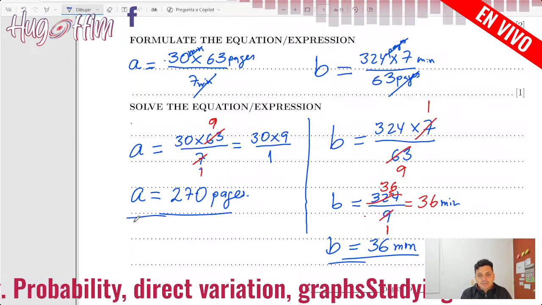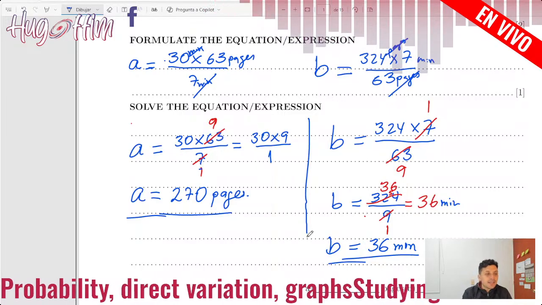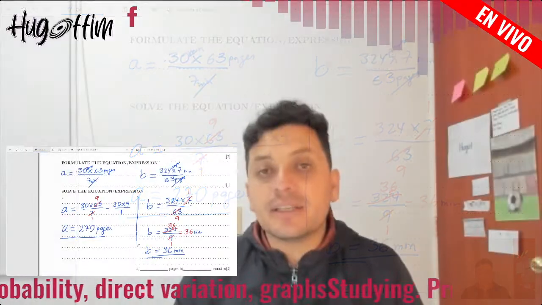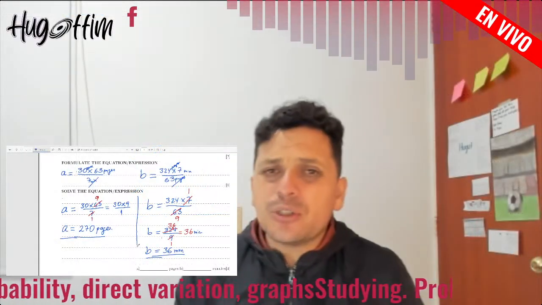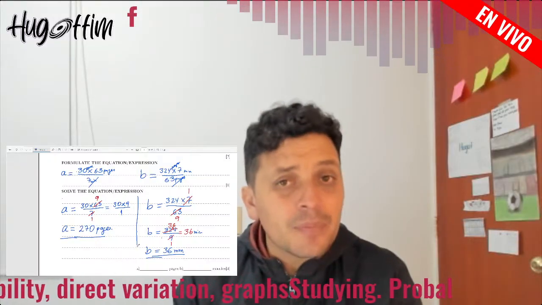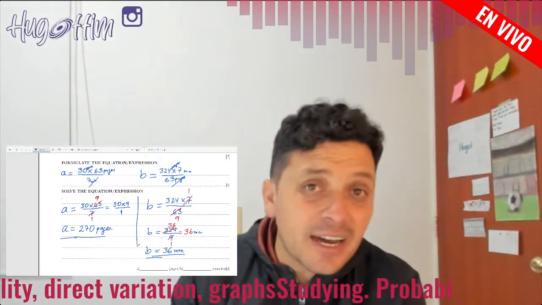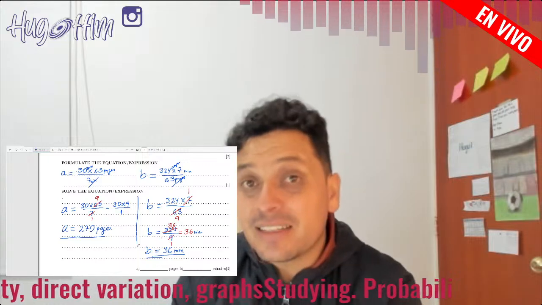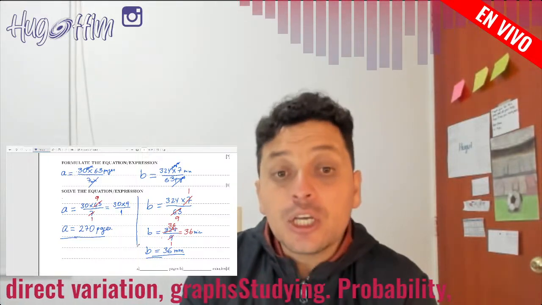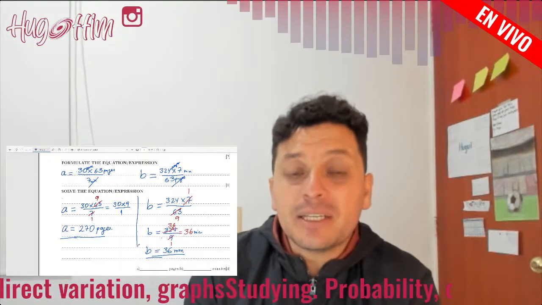So look at that, in this way we just solved a problem of direct variation. I recommend that when you're learning direct variation, first start by doing the table, because the table is going to help you to identify the magnitudes and the variables. And after you identify them, you can find the answer by direct variation.